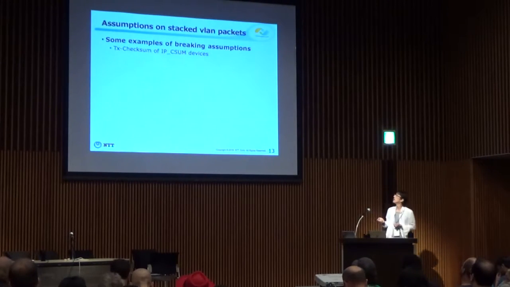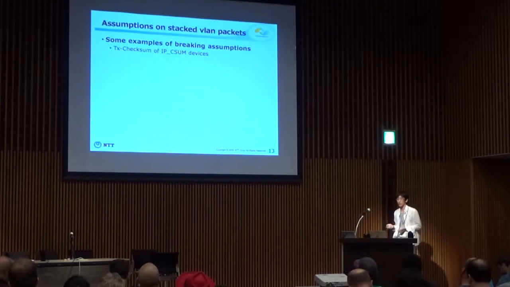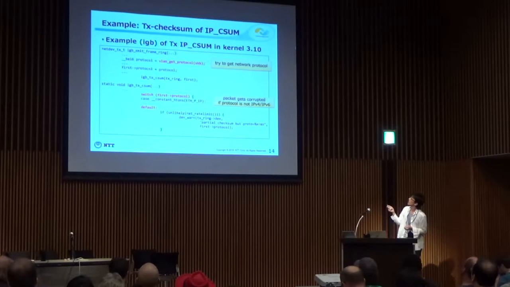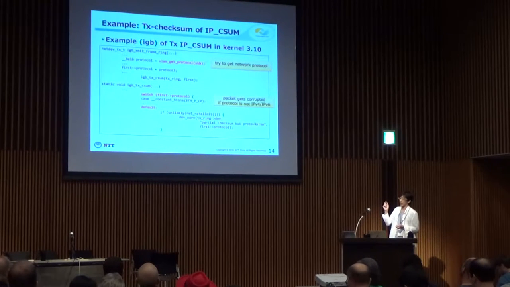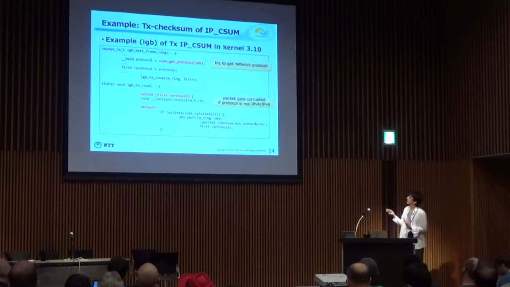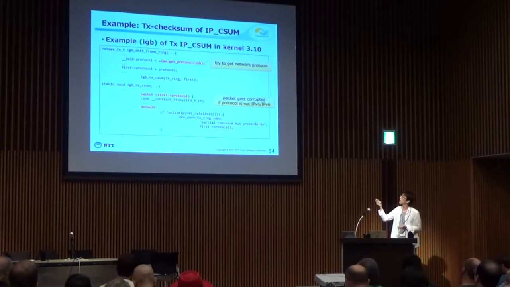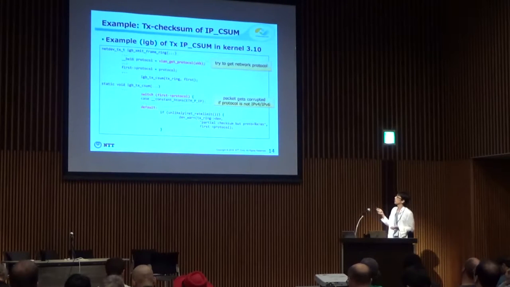So a typical example of breaking this assumption is TX checksum offload of some devices. This is IGB in kernel 3.10, and IGB has the TX checksum feature, so the kernel needs to inform the device of the IP header offset. The IGB driver tried to get the network protocol by the vlan_get_protocol helper function. And if the protocol is invalid, specifically if it's not IPv4 or IPv6, the packet will be corrupted.